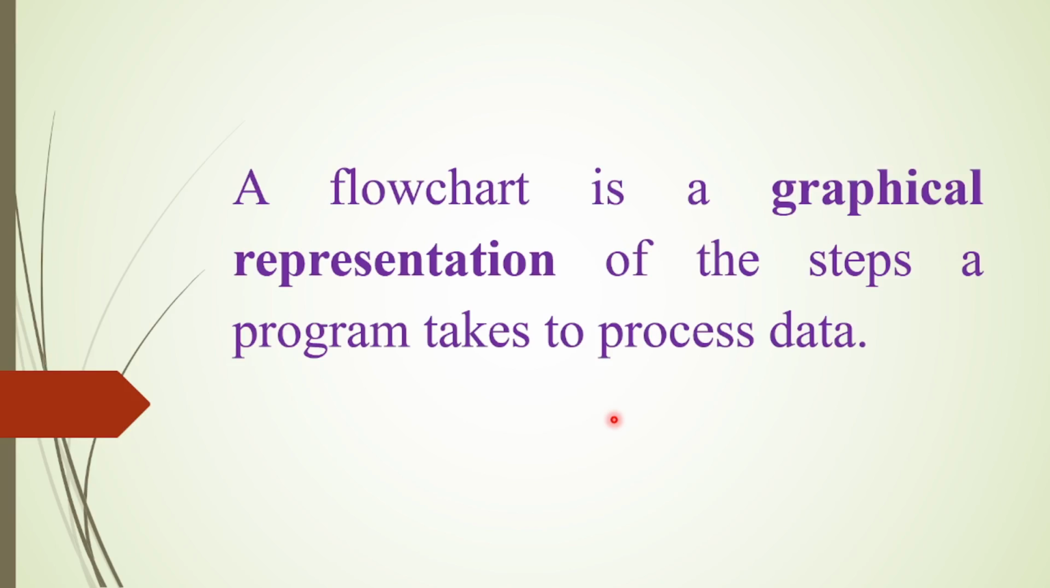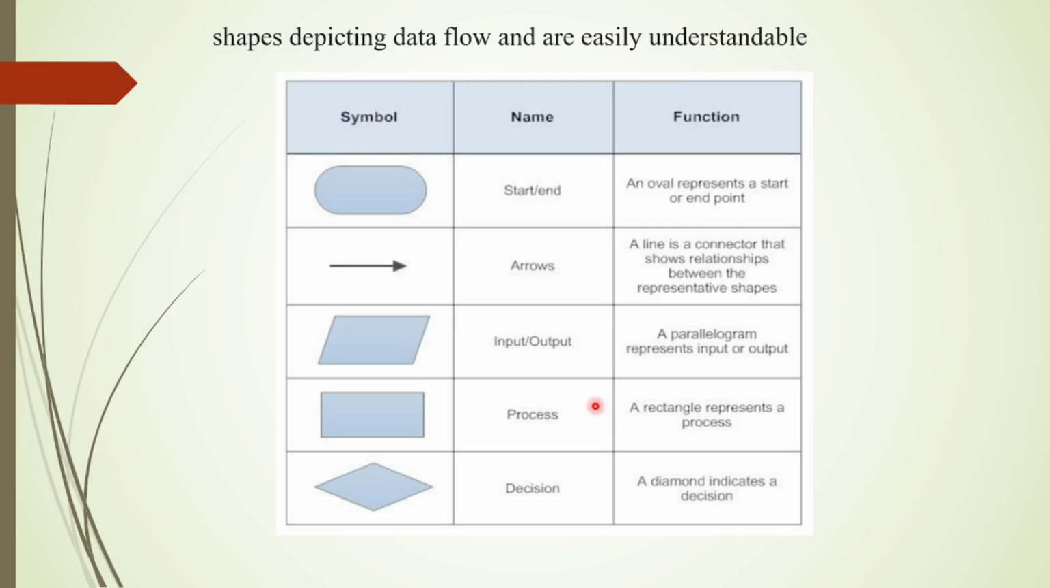Now, in order to show that in a graphical way, we need certain shapes. The basic symbol is an oval shape, which always represents the starting or ending of my flowchart. So we have an arrow mark here. This arrow mark acts as a connector between each and every step or operation we perform for a particular problem.